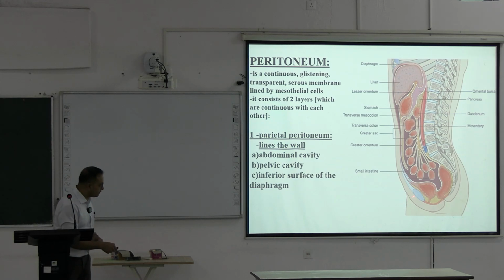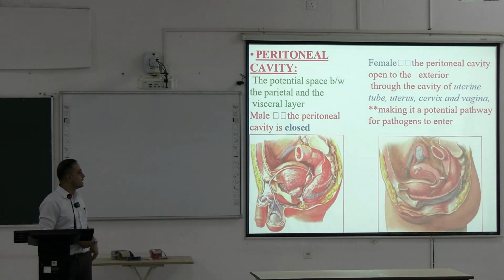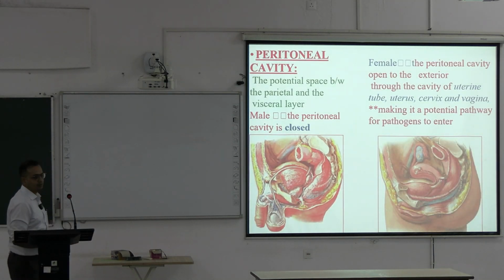So, that is why infections from the female birth tract can climb up and reach the inside of the pelvic cavity. This is the uterus, this is how it looks. The uterus opens through the cervix and the vagina to the exterior. Infection from the vagina can climb up to the cervix, to the uterus, and come to the opening of the fallopian tube or uterine tube. As you see here, the fallopian tube is opening inside the pelvic cavity.